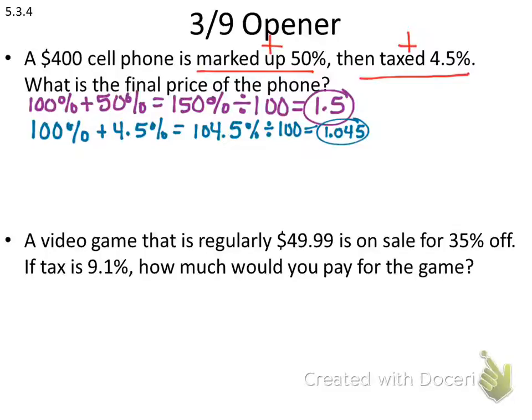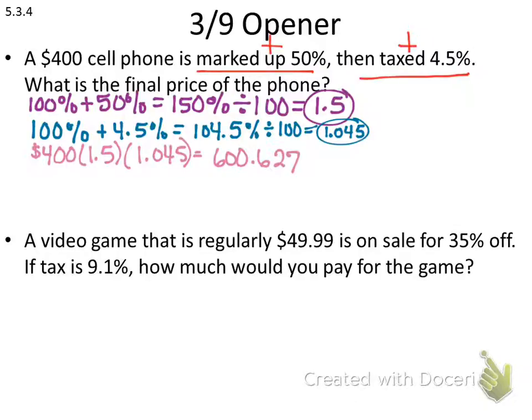So how do I determine the new cost of the $400 cell phone? Raise your hand if you know how to get it. Nico. So I take the original price, which is $400. And then you use your multipliers. So I'm going to multiply by my multipliers. And then it equals $627. Do y'all agree with that?